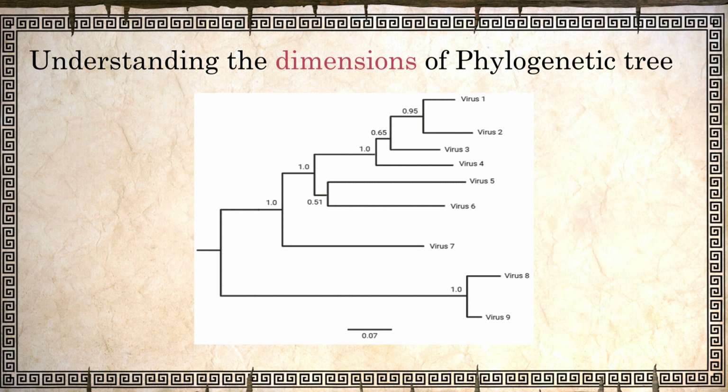Near the node, you can see certain numbers. These numbers range from anything between 0 to 1. These numbers represent the support for the node. The number near to 1 suggests a strong evidence that nodes present on the right cluster together. What do we mean by nodes clustering together?